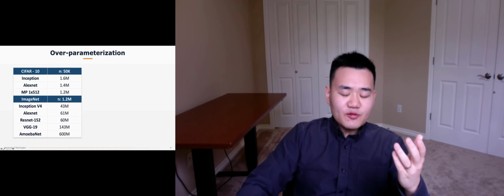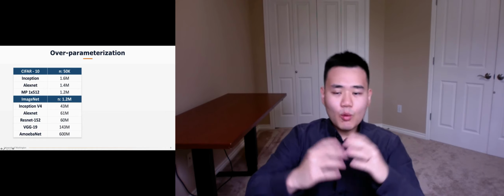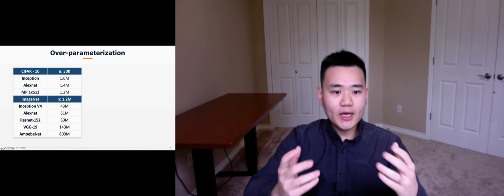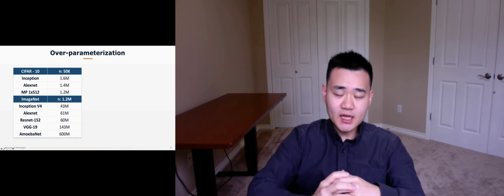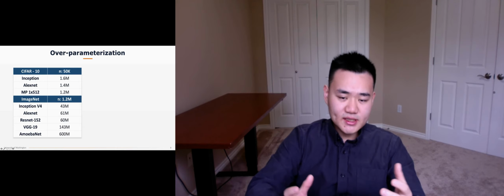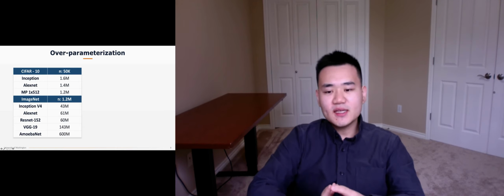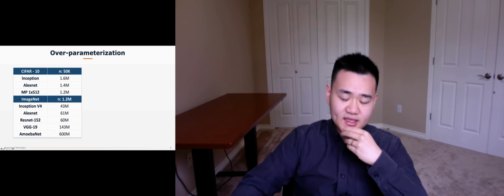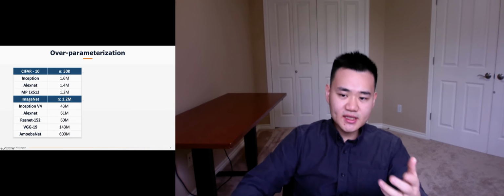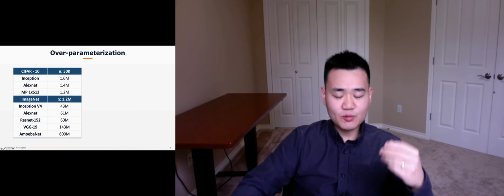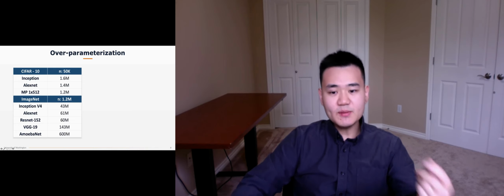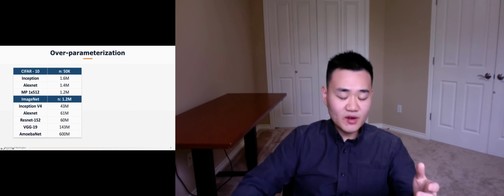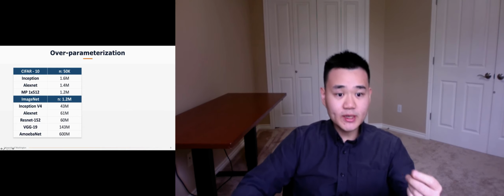So one key difference between the existing theory and the modern use of neural networks is that modern neural networks are highly over-parameterized. That is, the number of parameters in the neural network is much larger than the number of data points in your training dataset. For example, for the CIFAR10 dataset, we have 50,000 data points, and the number of parameters is more than 1 million. And for the ImageNet dataset, we have 1.2 million data points, and the state-of-the-art model has more than 600 million parameters.